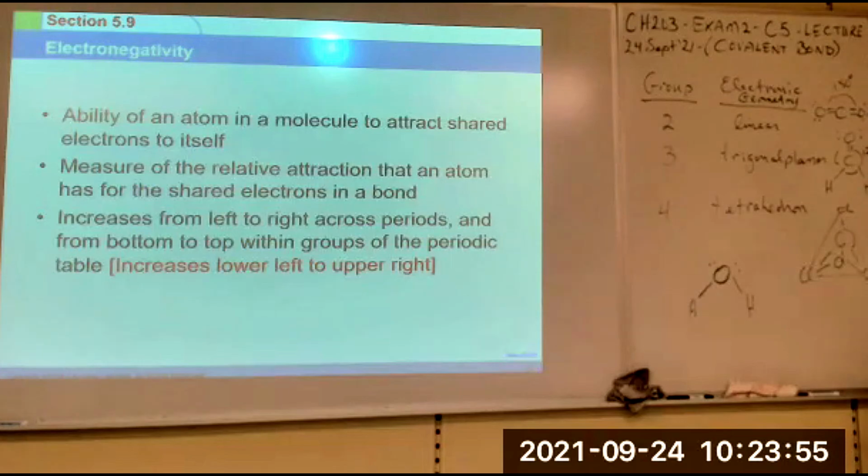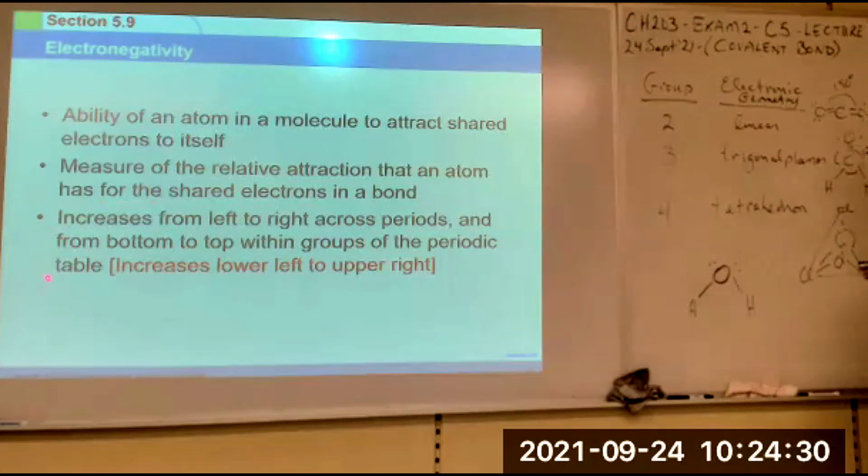Electronegativity. Okay, we are going to talk about it. I don't have to spend a lot of time because I've already explained this one. It's just the ability of an atom in a molecule to attract shared electrons to itself. That's how it's measured. So in order to make that measurement, you have to get the atom in a molecule, and then you measure the difference between where the electrons spend their time. And there are ways to measure that. We don't have time to discuss them right now.